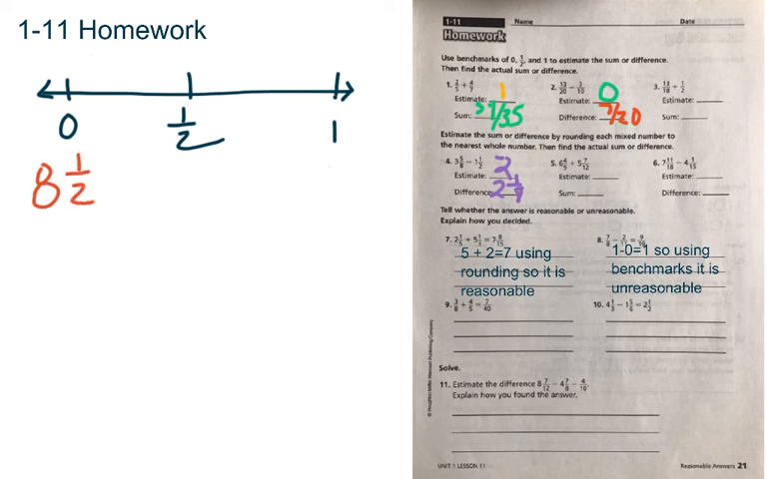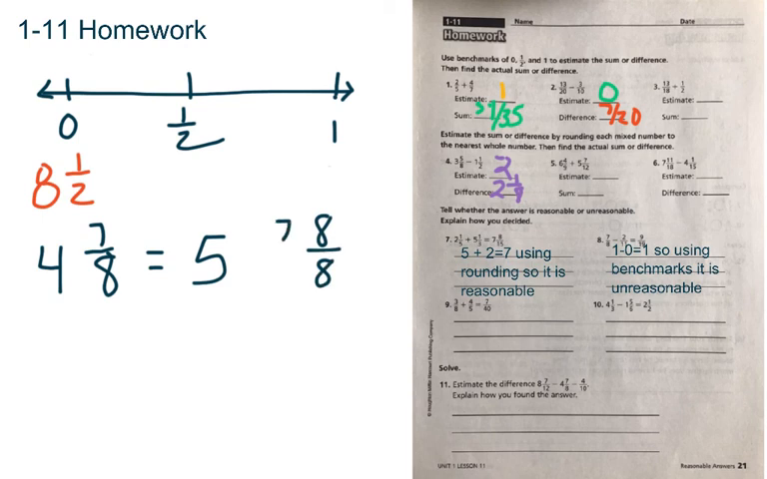Now we're going to look at our second number, and our second number is 4 7/8. Well, 4 7/8 is really close to 5 because 8/8 is 1 whole, and 7/8 is really close. It's barely less than 5. So we're going to round our 4 7/8 to 5. And I'm going to write that above.